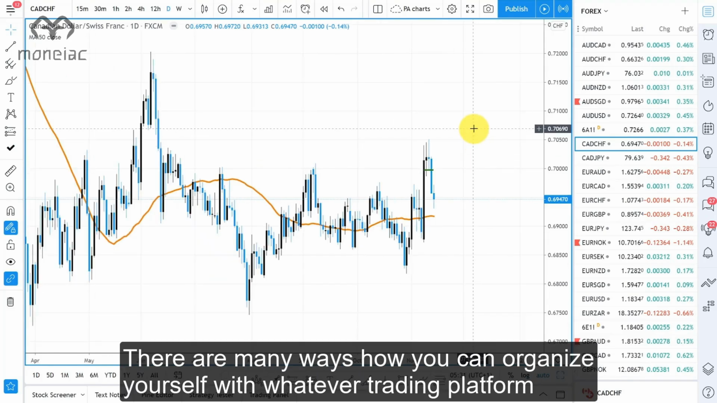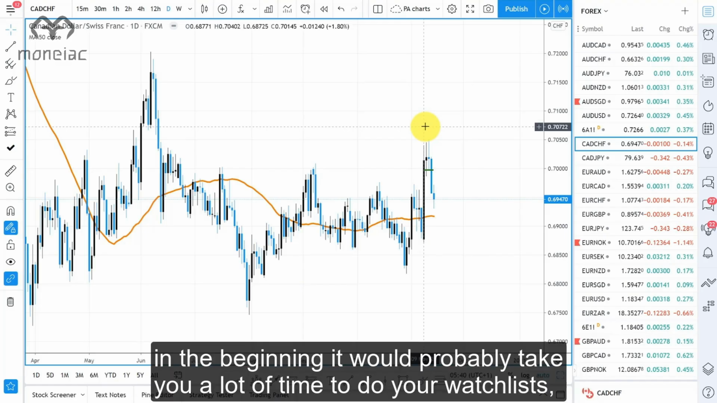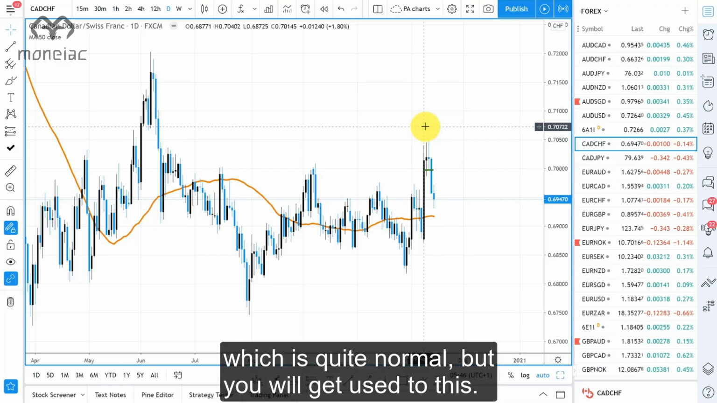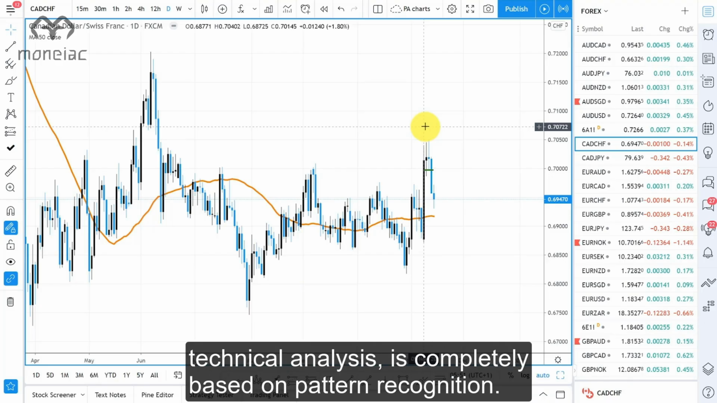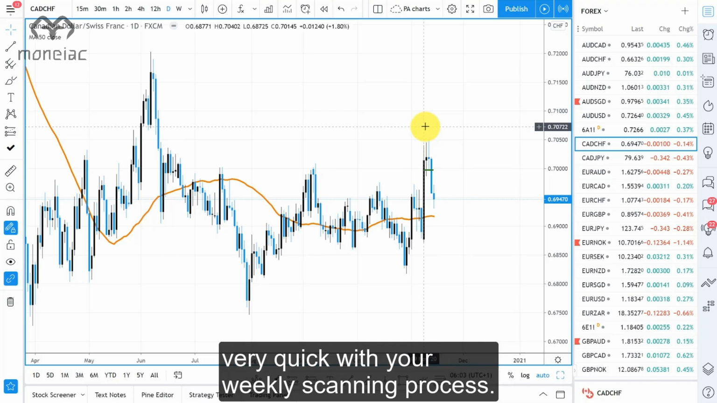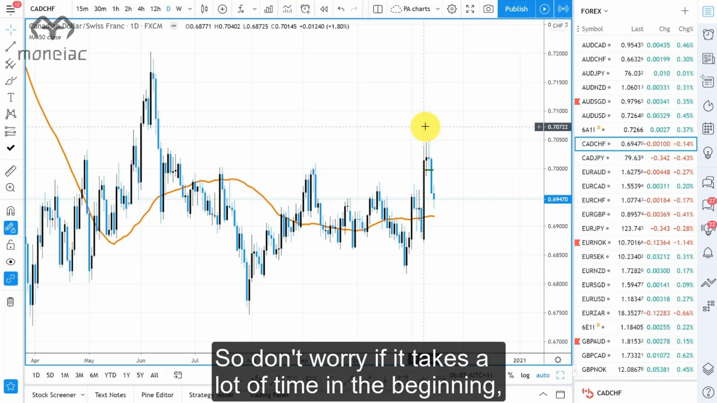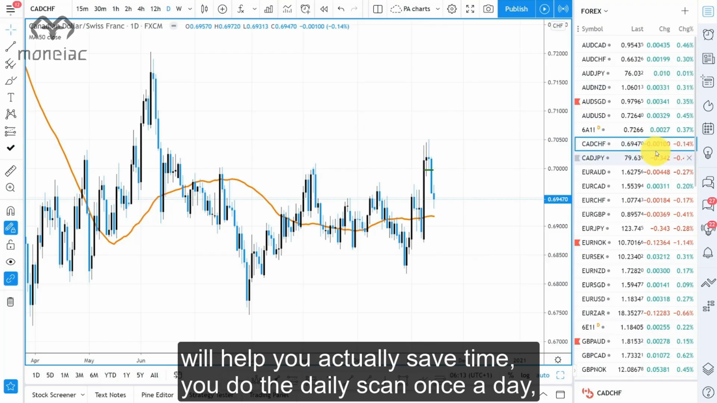There are many ways how you can organize yourself with whatever trading platform you use. The most important thing is that you find something that works for you. Another caveat, in the beginning, it will probably take you a lot of time to do your watch lists, which is quite normal, but you will get used to this. You will get faster with time. Trading, and especially the way we trade technical analysis, is completely based on pattern recognition. So your mind and your brain will take some time to really understand what you're looking for. But after a few weeks, you will be very, very quick with your weekly scanning process. So don't worry if it takes a lot of time in the beginning. It will get better over time. You will get faster. And then this routine will help you actually save time.